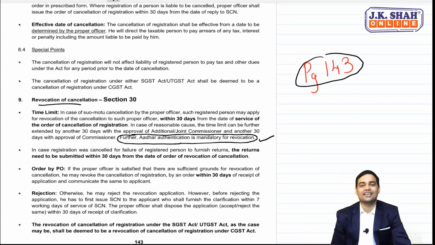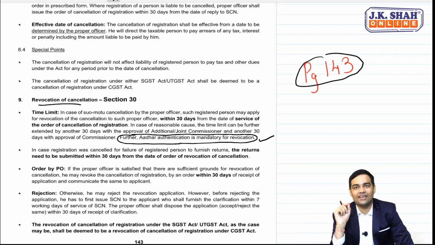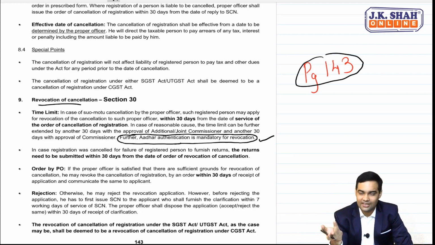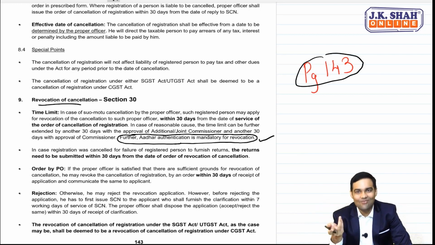Aadhaar authentication is mandatory for revocation. Is it, sir? Yes. A person who is applying for revocation, his Aadhaar has to be authenticated. In case of sole proprietor, proprietor, partnership firm, any authorized partner, company, authorized director, their Aadhaar should be authenticated. And what is authentication? You'll receive a link on your email. Click on that link, enter Aadhaar number, enter OTP which you receive on mobile. Aadhaar is authenticated. Sorry, if I don't have Aadhaar, sir, then apply for Aadhaar and you will get an enrollment number. At present, you can put that enrollment number, and the moment you get the Aadhaar, authenticate Aadhaar. Is it, sir? Yes.